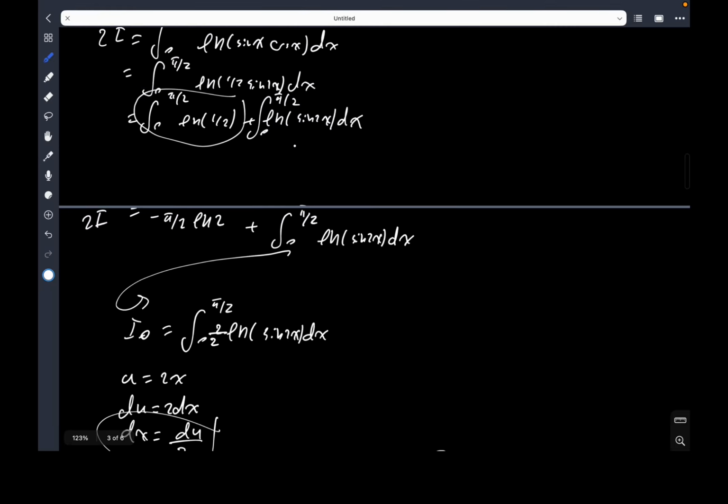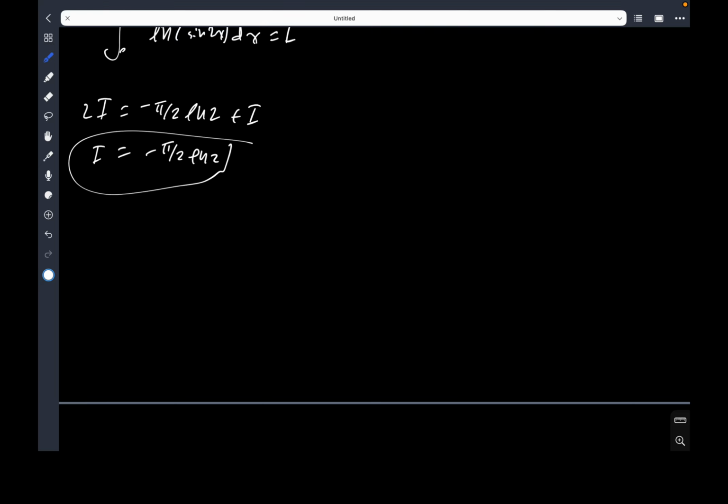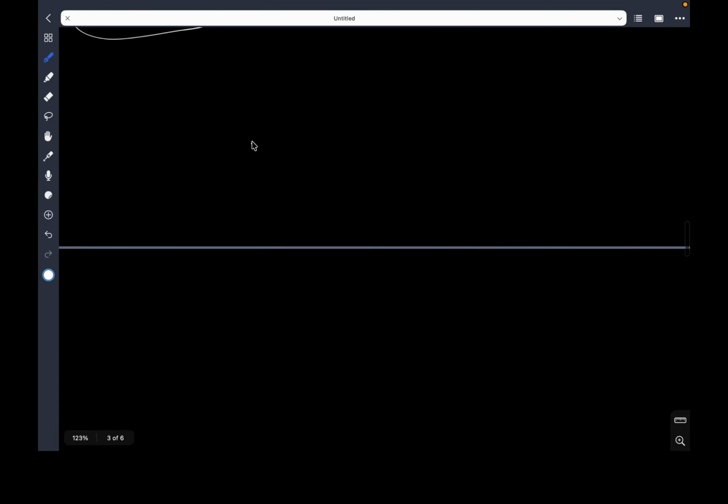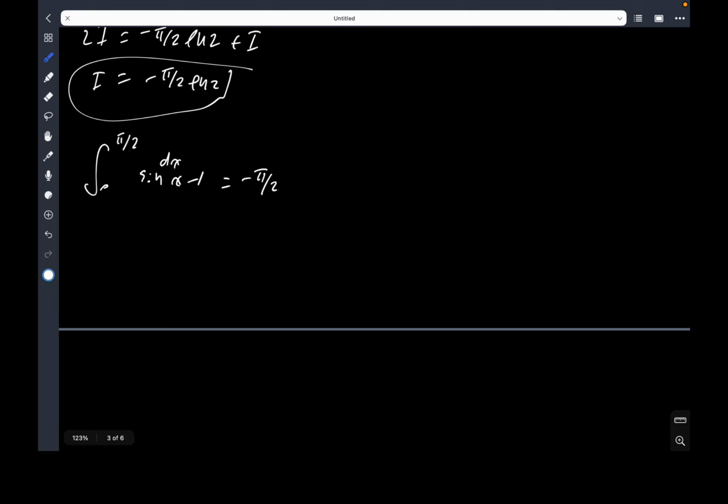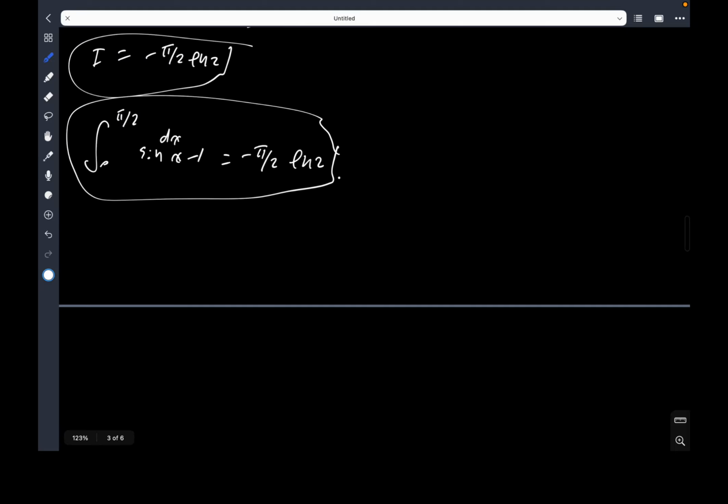And I can write my 2I as negative pi over 2 ln 2 plus I, and my integral is going to be negative pi over 2 ln 2. Wow, it's a very neat result, and I can write my final result of the integral from 0 to pi over 2 of sine x to the power of dx minus 1 to be equal to negative pi over 2 ln 2. And I bet you've never seen an integral like this, but this was really interesting to solve.